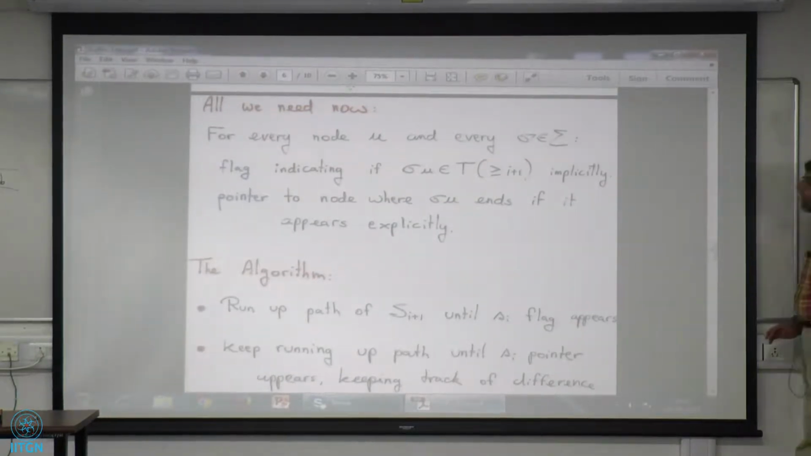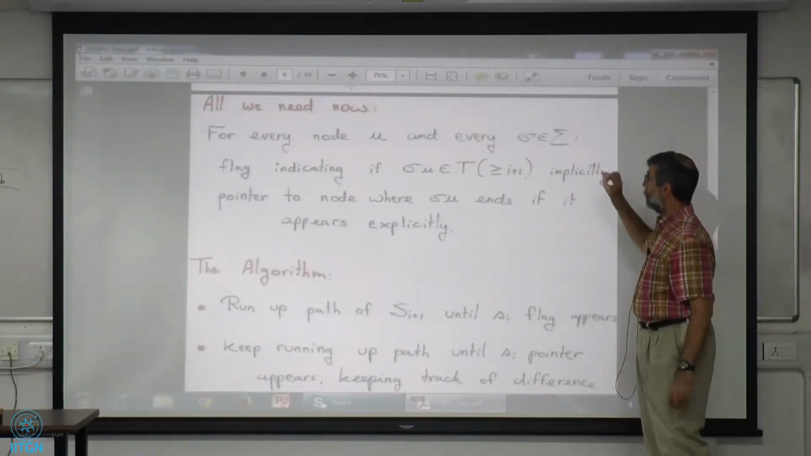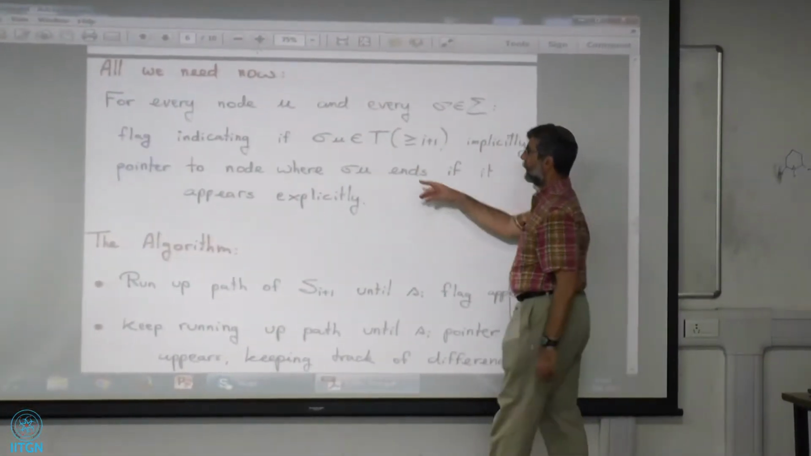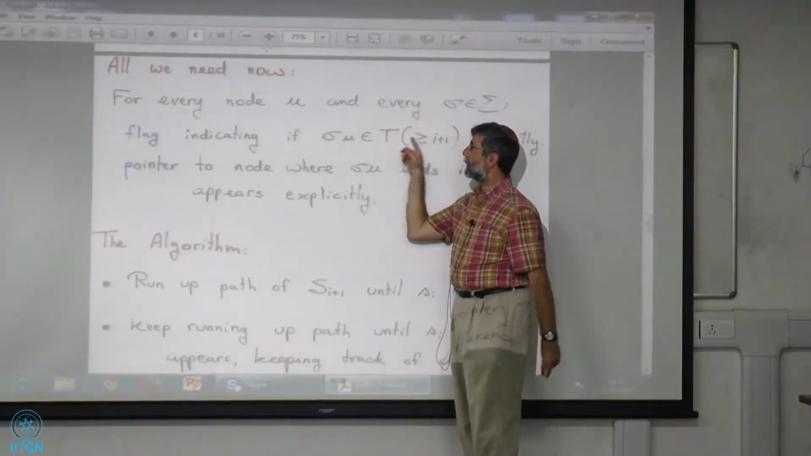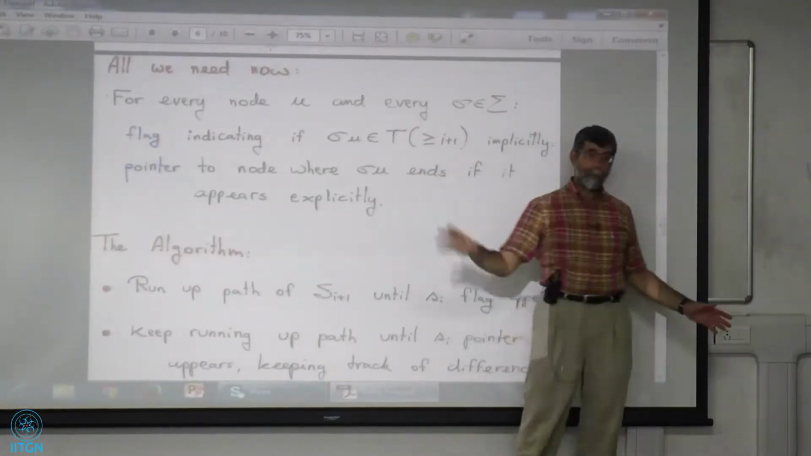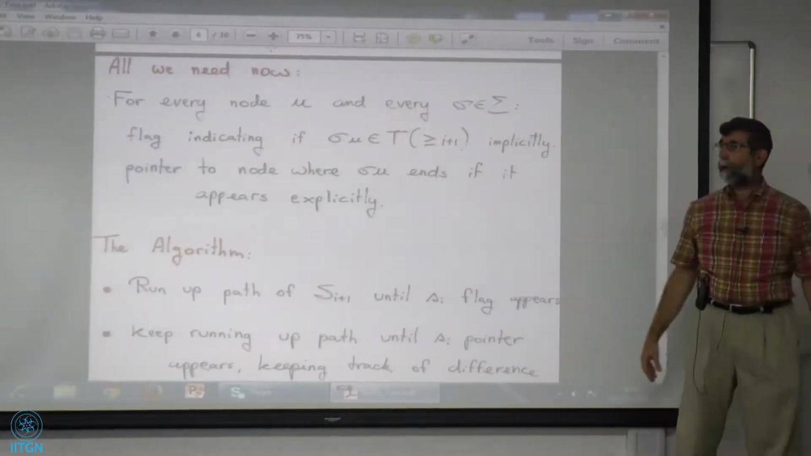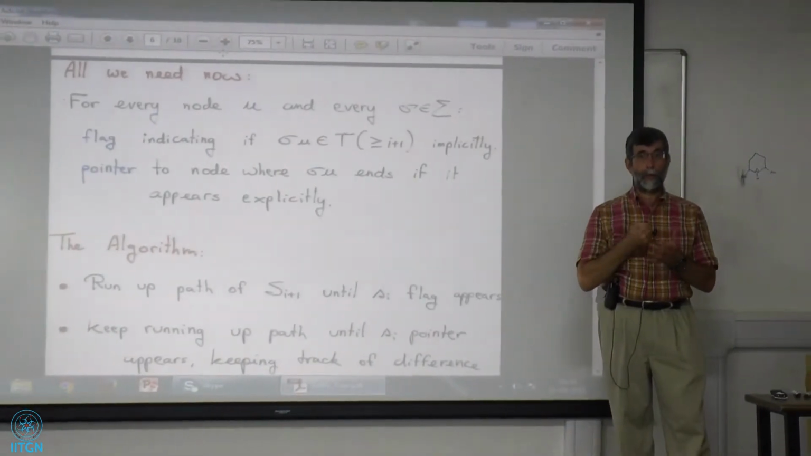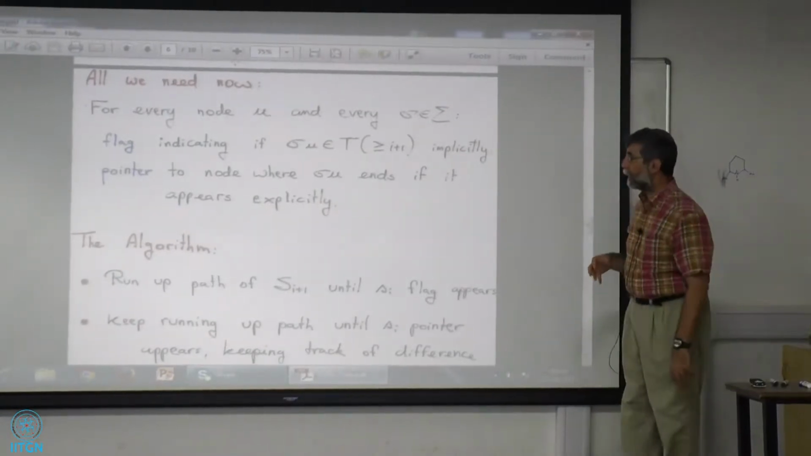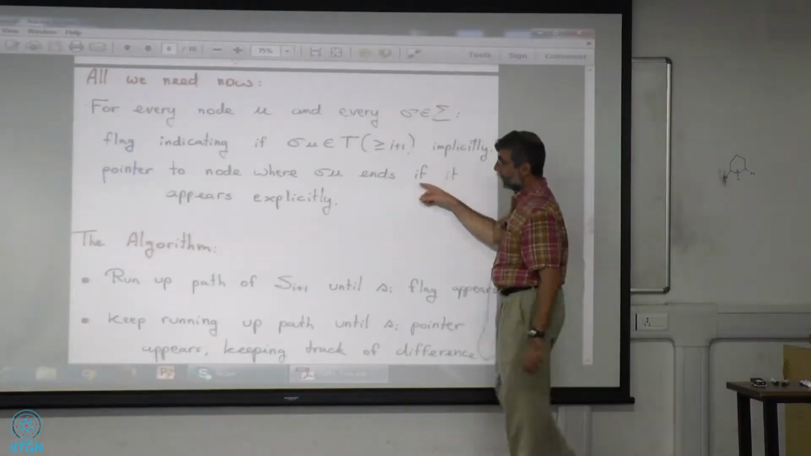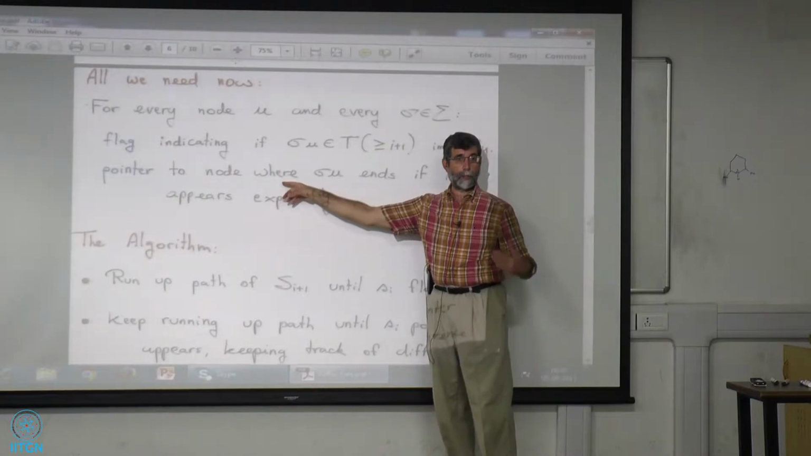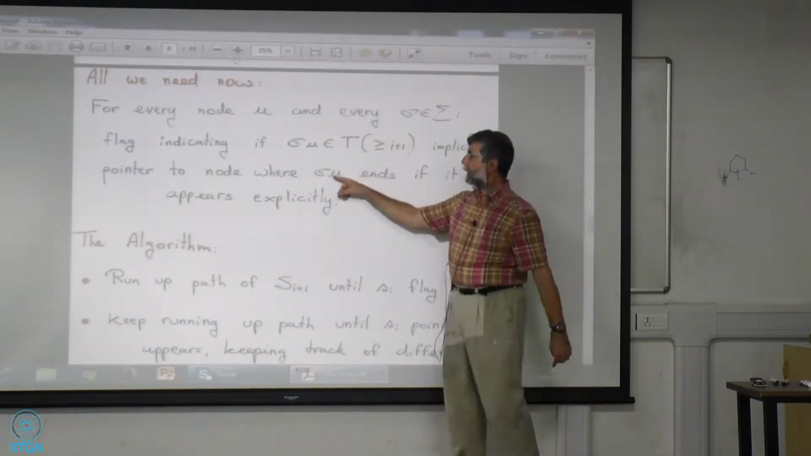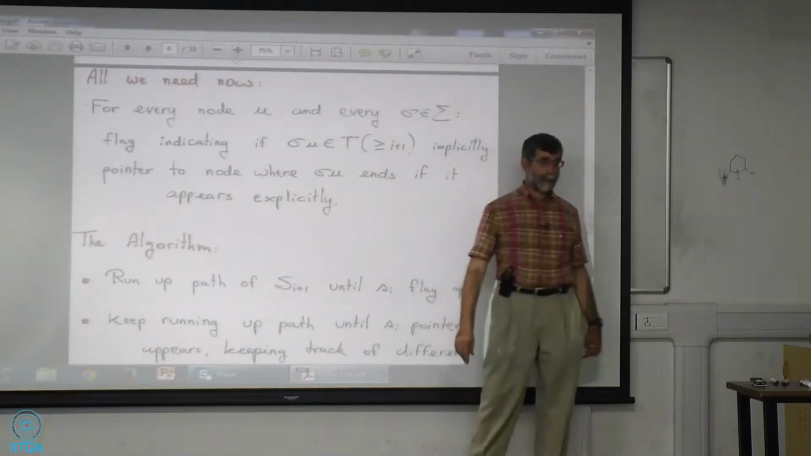So what do we need? For every node U and every sigma, we need a flag that indicates if sigma U is in T implicitly. And we already said that obviously this has to be a node. So we have the flag. And we have the pointer. This is what is also called the suffix link. We have the pointer to the node where sigma U ends if it appears explicitly.